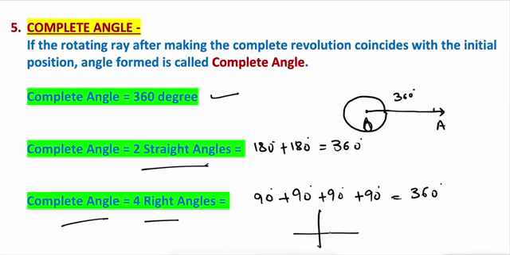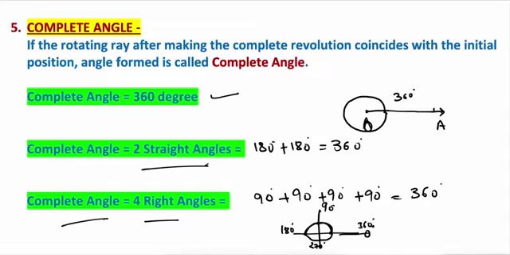If this is 0 to 90 degrees, one right angle, and again 90 to 180, one more right angle. This is 0, this is 90, this is 180, and here 270, and again it is 360 degrees. So it has completed one, two, three and four right angles, and comes to the initial position. So it is called a complete angle.